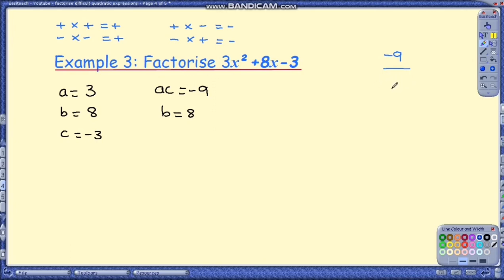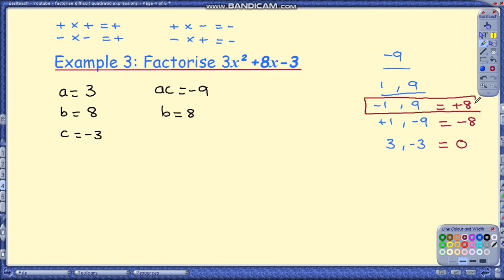So let's write the factors first. It's either 1 and 9, in which case it's either minus 1 and positive 9, or positive 1 and negative 9. Or it's 3 and -3. Which one of these is going to give me a positive 8? -1 plus 9 is positive 8. +1 minus 9 will give you -8, and that will give you 0. So it's obviously this option that I'm going to go with, because we want positive 8.